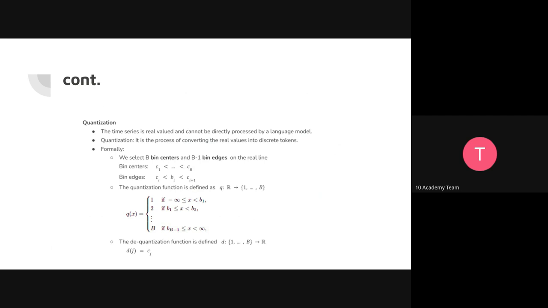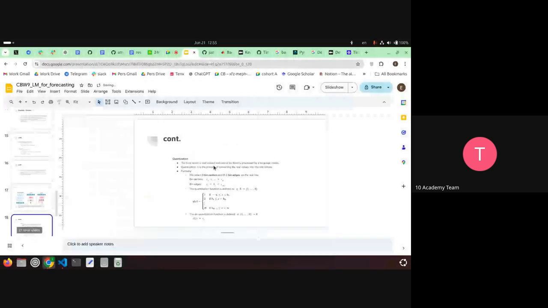This is the quantization, so you don't really need to go through it. It's just mathematical, you create bins. And yeah, that's how it works in general.